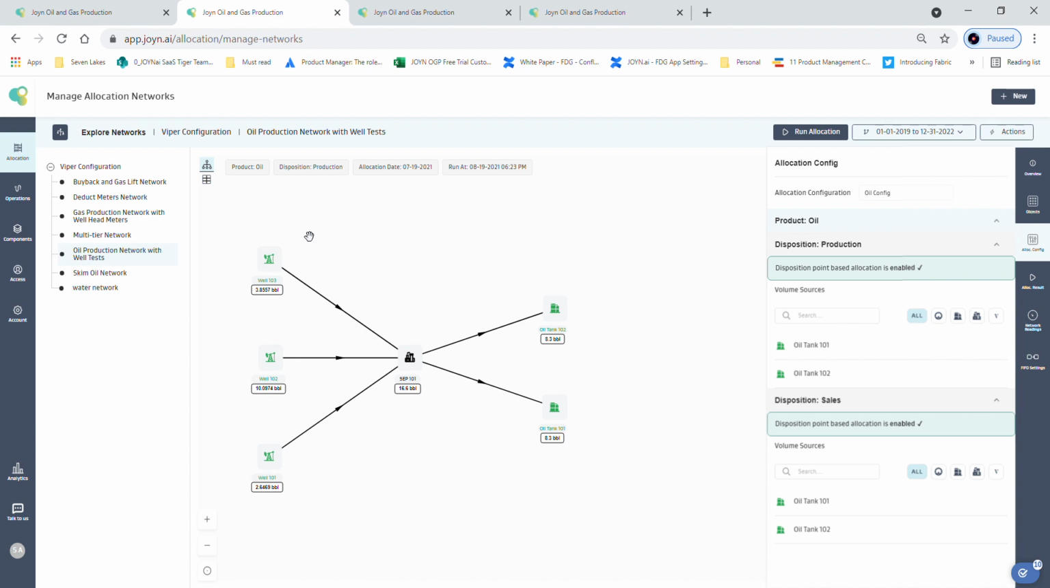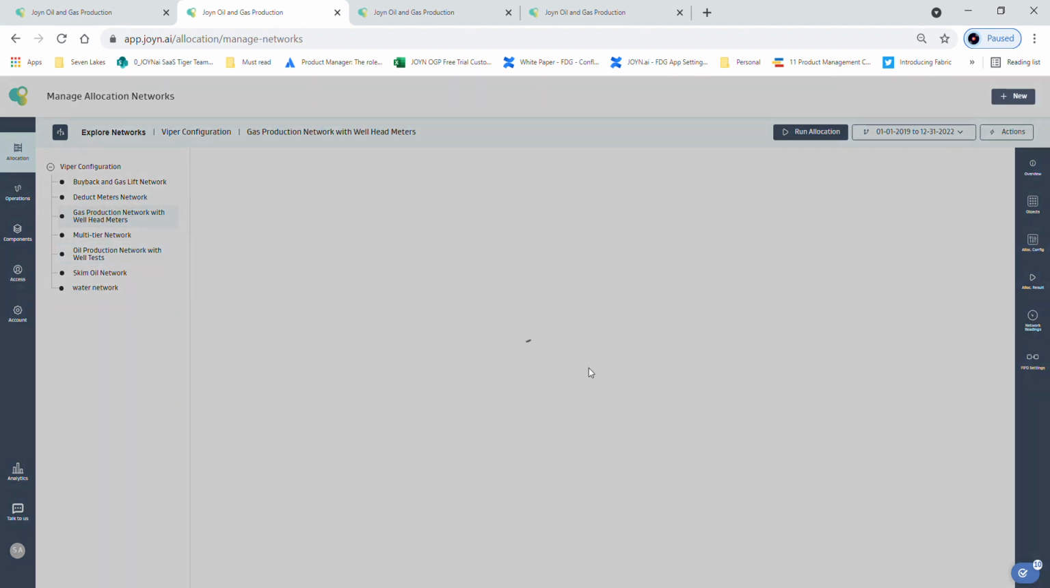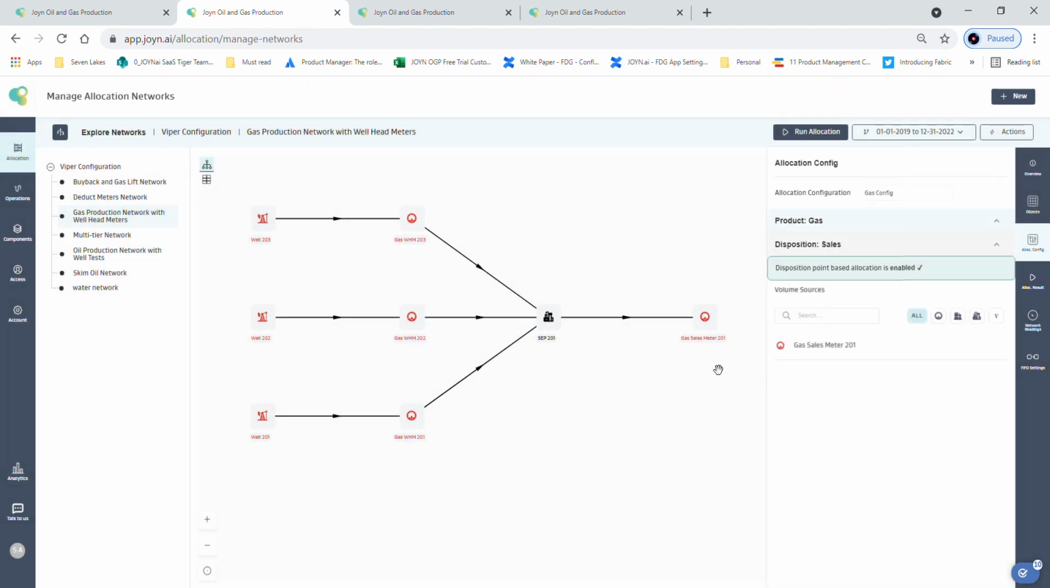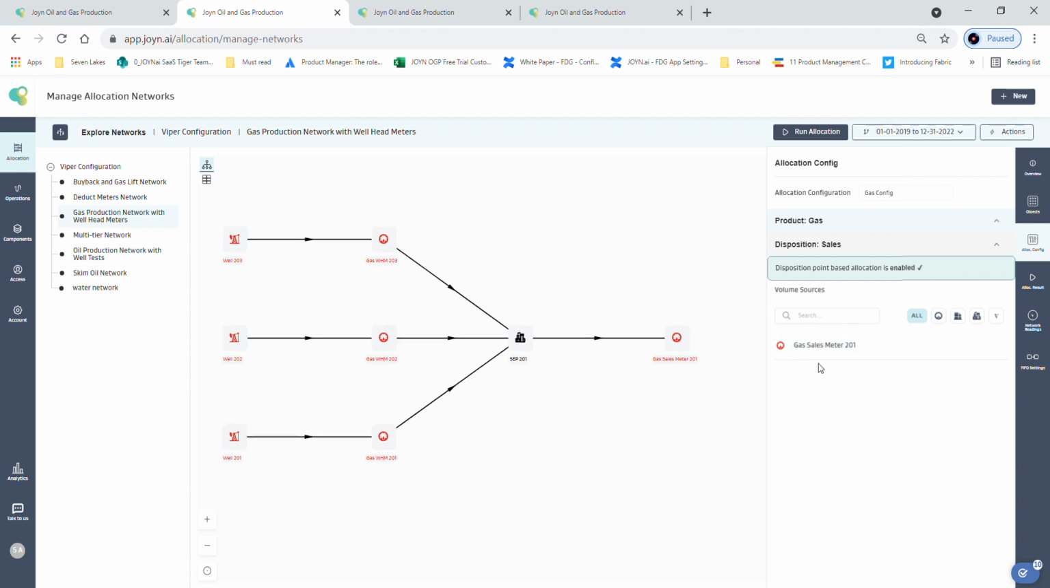In this case, for this network, for each of the wells, you would see disposition point results generated for both the disposition points, which is tank 101 as well as tank 102. If we go down to a network like a gas production network with wellhead meters, you would notice that there is only one disposition point. So when a result is produced by disposition points, you will only have one record per day for product and disposition for each of the wells.